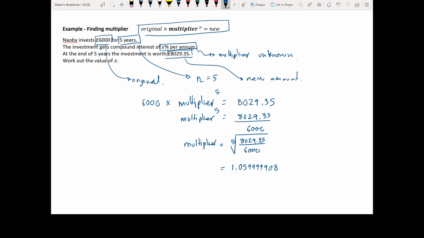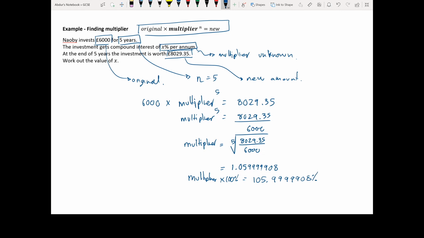Now, if this is my multiplier, I know I work out the multiplier by taking the percentage it's increased to or decreased to, and then dividing by 100. Now I'm doing the reverse to go from the multiplier to the percentage. So I'm going to do this number here, the multiplier, times by 100% to change it into a percentage. When I times it by 100, I get 105.999908%. So from here, I can see how much it's actually increased by.